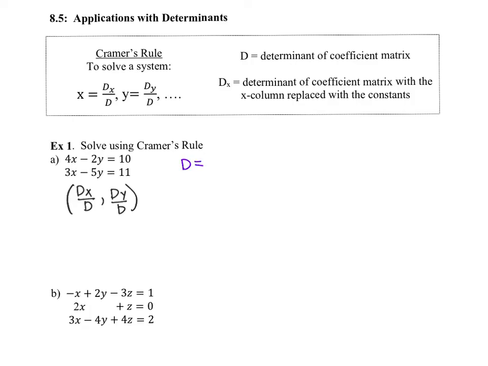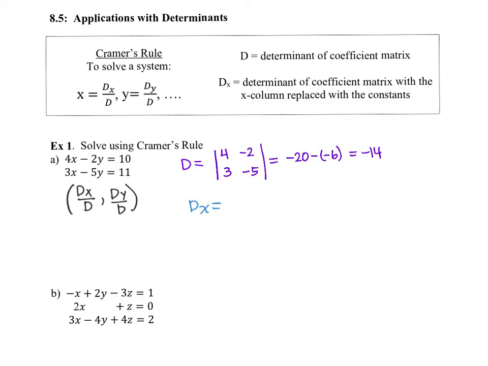Okay, now d is the determinant of the coefficient matrix. The coefficient matrix is the stuff over here because it has the x's and the y's. It's the coefficients. So I'm finding the determinant of this thing, which is a 2 by 2, which makes it pretty easy. This would be negative 20 minus negative 6. So I get negative 14. Okay, now I'm going to go ahead and find dx.